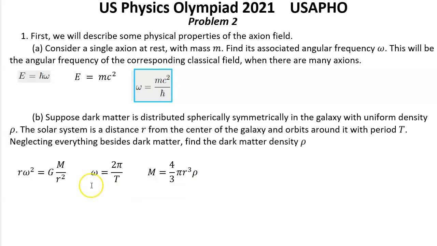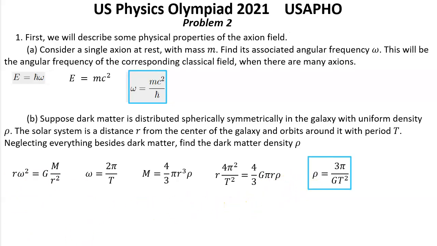So using this data, put them into the left formula and we will get this equation. From here we can find the density ρ. That will be ρ equal 3 pi over G t squared. That was the solution for question B.